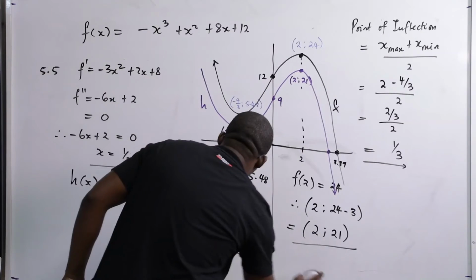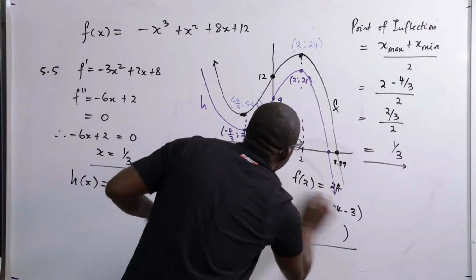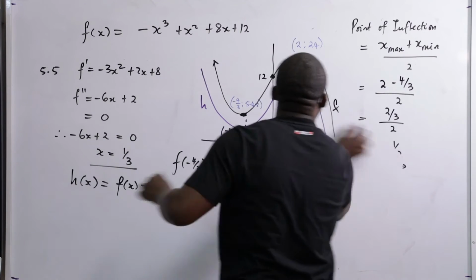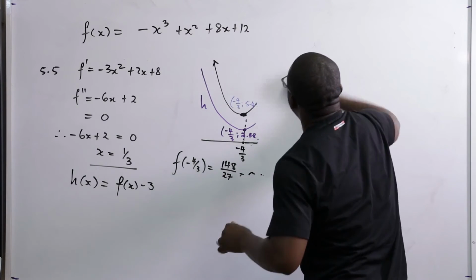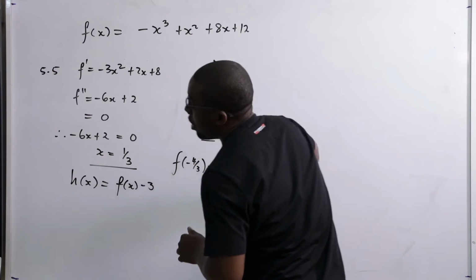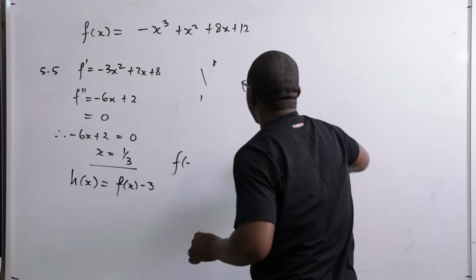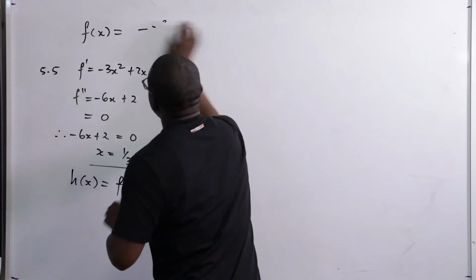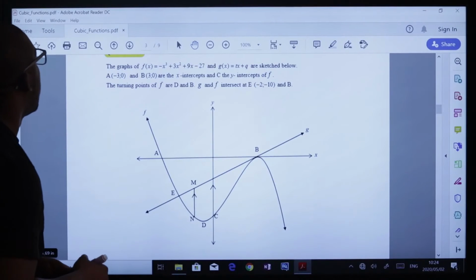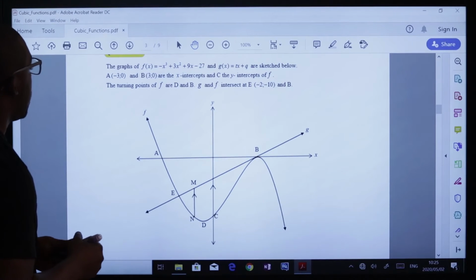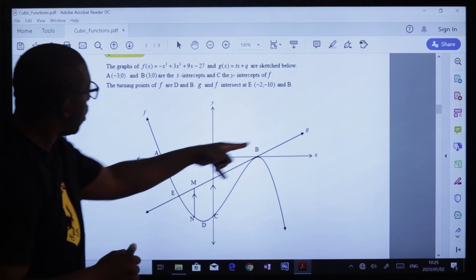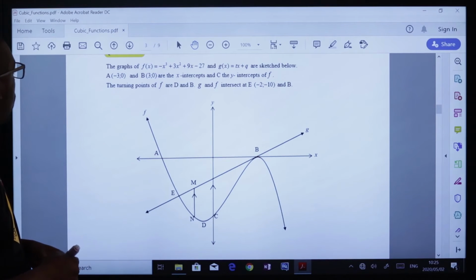Let's proceed to another question. Unlike in the first question, the second question gives us a graph. And we now have to do graph interpretation. We are working backwards somewhat. The graphs of f of x equals minus x cubed plus 3x squared plus 9x minus 27, and a linear function g of x equals tx plus q, are sketched below.